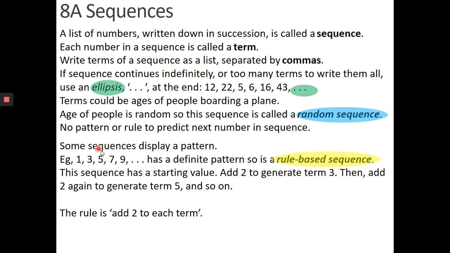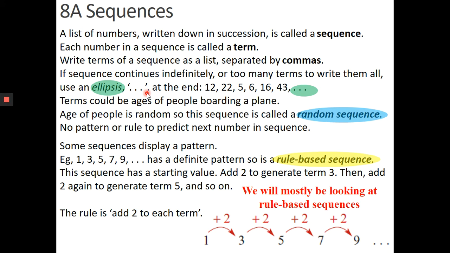So here it looks like they are, to me, odd numbers. This is a sequence with a starting value. The starting value is 1. Then we add 2 to generate each term. So we're just adding 2 each time. So the rule is add 2 to each term. Nothing tricky there. Start with 1, add 2, add 2, add 2, add 2, those 3 dots, which are called an ellipsis. So we're mostly going to be looking at rule-based sequences, not surprisingly enough.